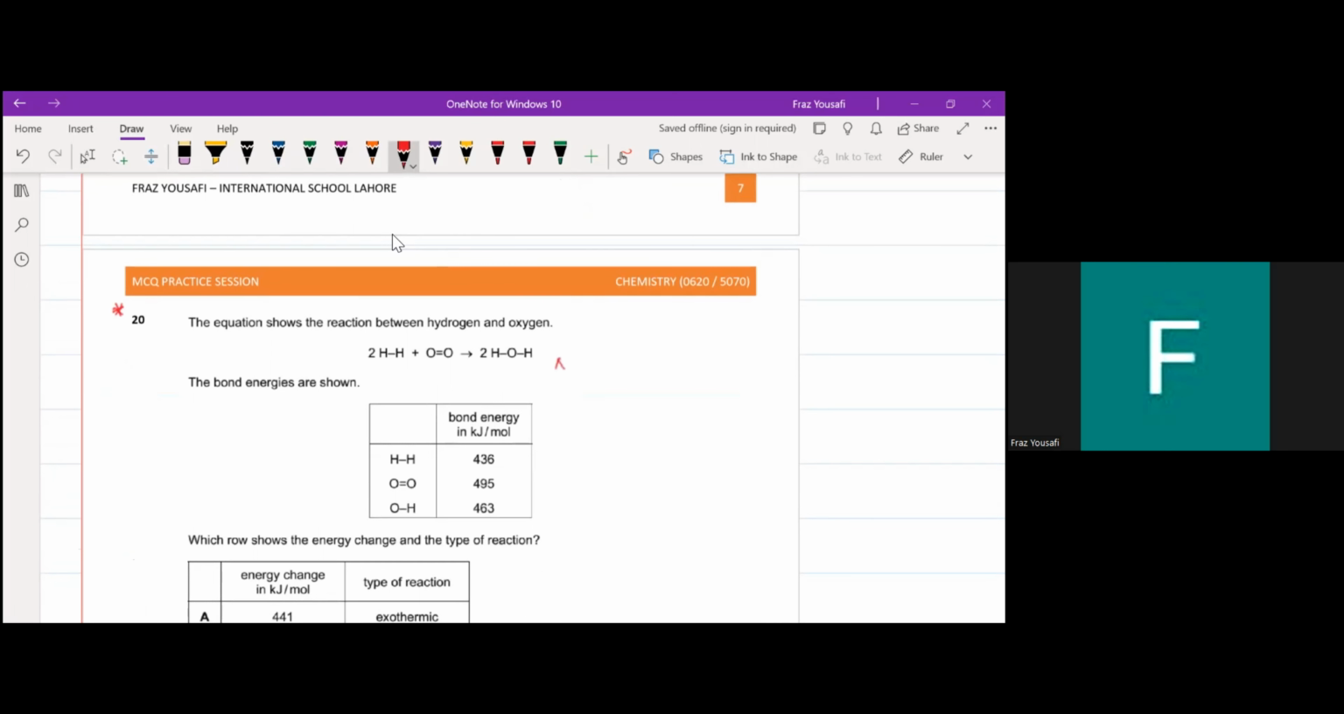So here is your delta H, the way you're going to solve it. You will take the bond energy of your reactants, whatever those bonds may be, minus the bond energy of your products. So reactants minus products.